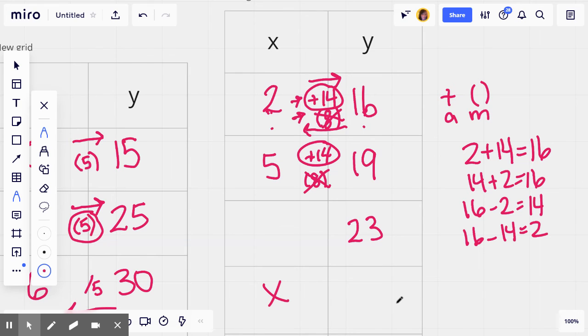Okay, but now they're giving us a 23 in the y value. So if my rule in this direction is to add 14, what would my rule be in this other direction? In other words, what's the opposite of plus 14? The opposite of plus 14 is to subtract 14. So 23 minus 14 is 9.